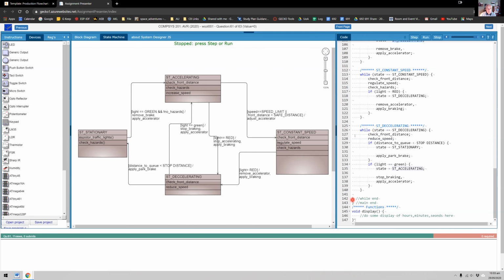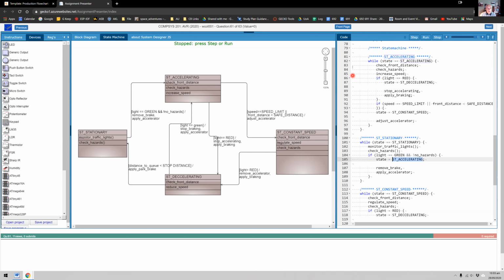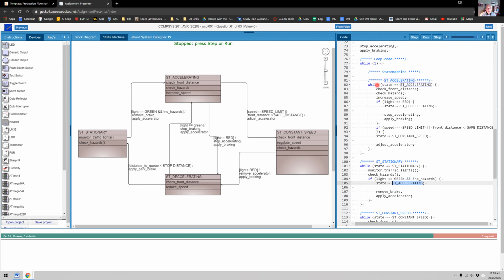It will come to the end of this loop, it will come back around, and it will go back into this while loop, and then it will find that here it is here. So it will now enter this while loop and stay in this while loop. So this is how a state machine works. This is one way of implementing a state machine.